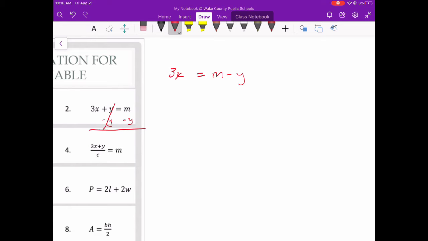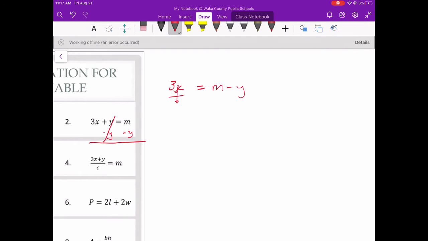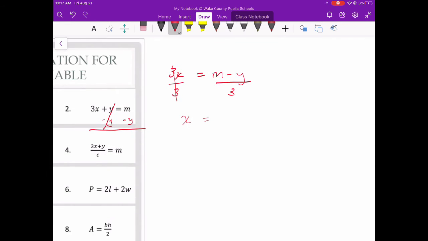Now, our next step to get x by itself is to get rid of that 3. Well, 3x is 3 times x, so the inverse of multiplying would be dividing. So we're going to divide by 3 on both sides. 3 divided by 3 is 1, and 1 times x is just x. And now we've got x by itself, which is awesome. Notice that we've got m minus y, and we still don't know what that number is. So if we don't know what that number is, we don't know what that number divided by 3 is. So we have to just be satisfied writing m minus y over 3.